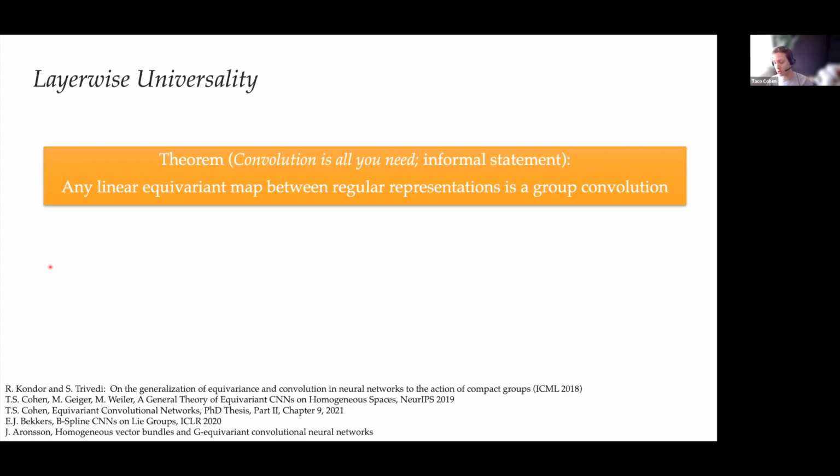Now, there are certain downsides in terms of computation for very large groups, for which we've developed this steerable CNN framework that we'll talk about in a minute. But still, it's nice to know that by using group convolution, we're not imposing any kind of unnecessary constraints on our linear layers.